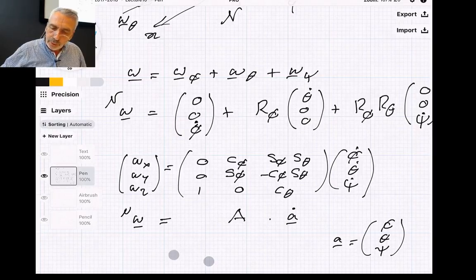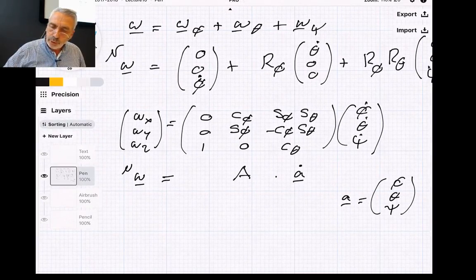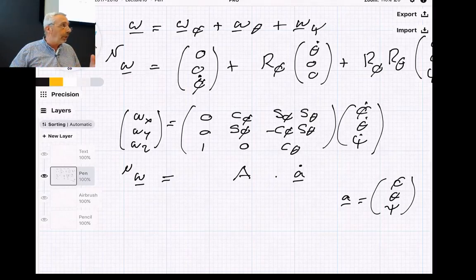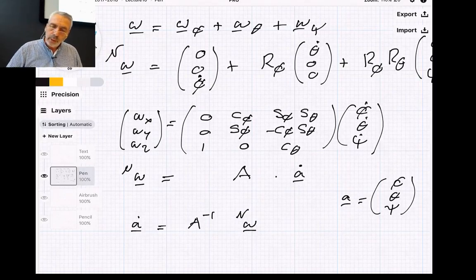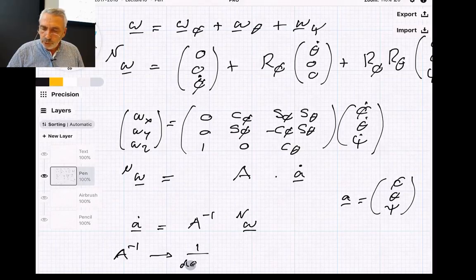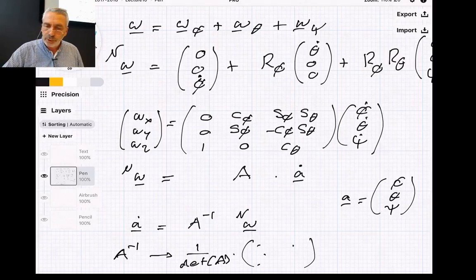Now here we have this relation of omega versus the Euler angles. Of course we want to have the inverse relation, because the state is determined by the angular velocities, and we want to know what the time derivatives are. So we have to do A dot is A minus 1 times this omega in the n frame. Now, to determine A minus 1, that's something with 1 over the determinant of A times some entries of this guy, right? That's usually the way it goes.